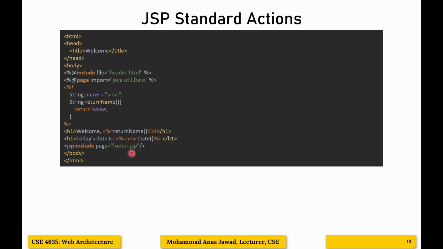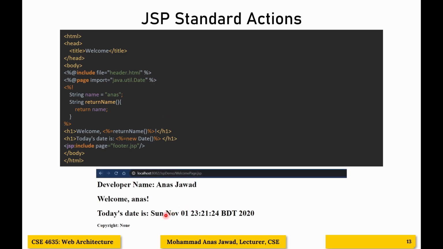So this footer.jsp page has only a single line of message which says copyright none. And so after all the content has been printed here, this footer.jsp content will be printed at the end of all this content. After this JSP page has been rendered, this is the output that we will be getting on the client side. We have our developer name message, our welcome message, our today's date message, and finally the message copyright none, which was included inside the footer.jsp page.